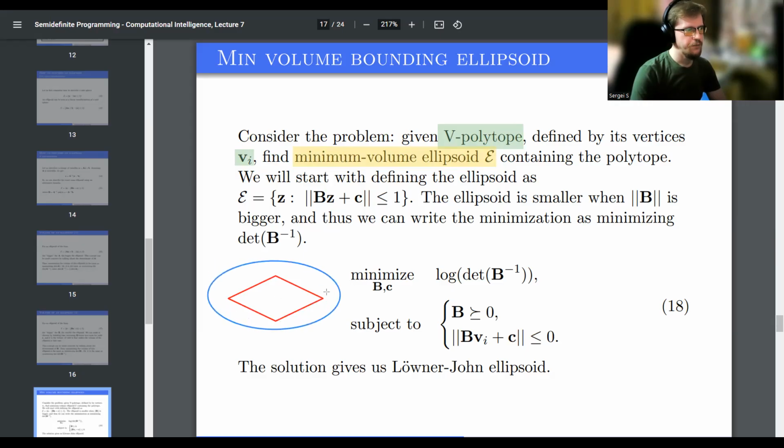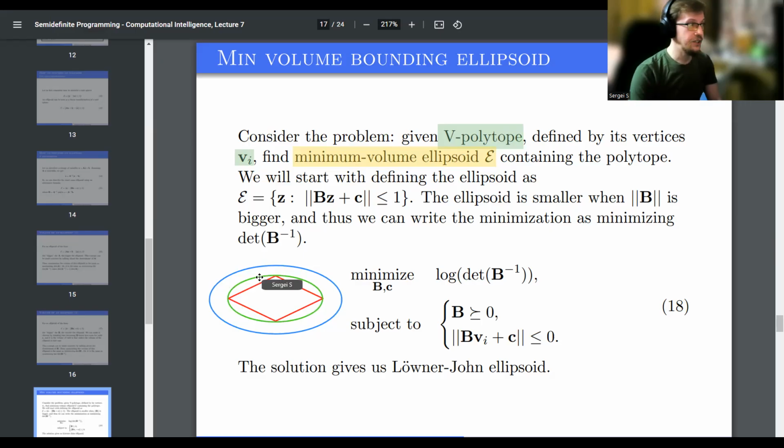So let me just try. This is clearly not the smallest possible one, right? Just some ellipsoid that contains it. And maybe something like this is closer. So the blue one just contains the polytope, but the green one contains it and is the smallest possible volume ellipsoid that contains it. So this is what we're trying to do.